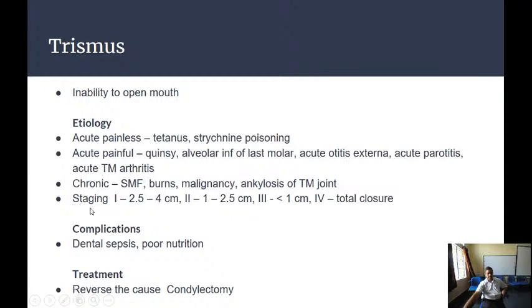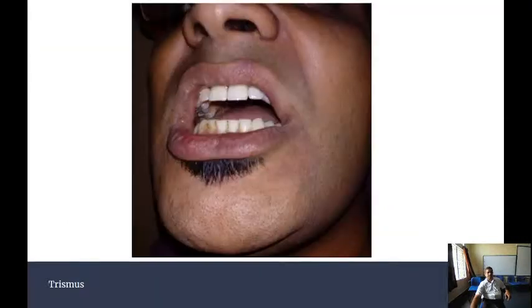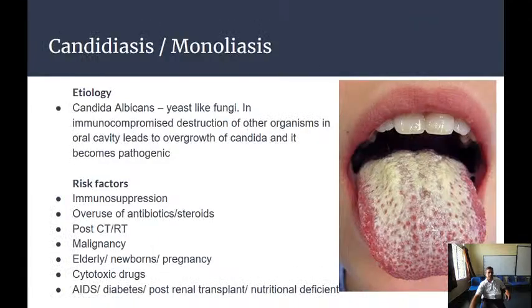And a staging is done. Stage 1 is 2.5 to 4 centimeters opening. Stage 2 is 1 to 2.5 centimeters of opening. Third is less than 1 centimeter, and the fourth one is total closure. You cannot open the mouth. So this is usually a complication of dental sepsis, poor nutrition. And condylectomy is the surgical procedure for this. So this is what trismus is. He is not able to open the mouth widely. So that is how staging is done.